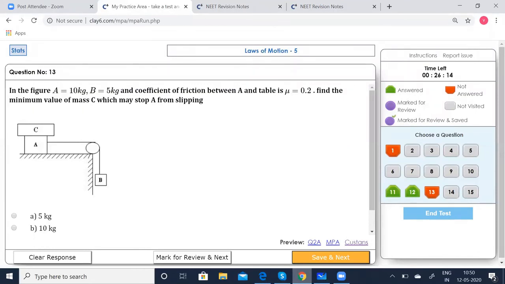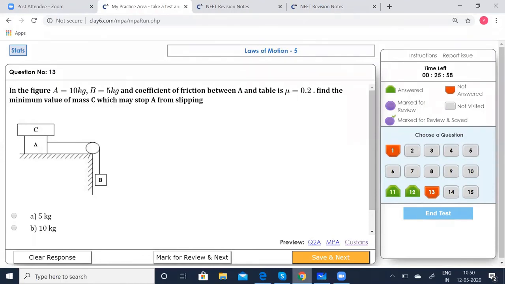A is now going to have a total mass of m plus n. Now A and B are going to be stationary, so the net force on each is now going to be 0. Remember, A and B are now going to be stationary, so the net force on them is now going to be 0.